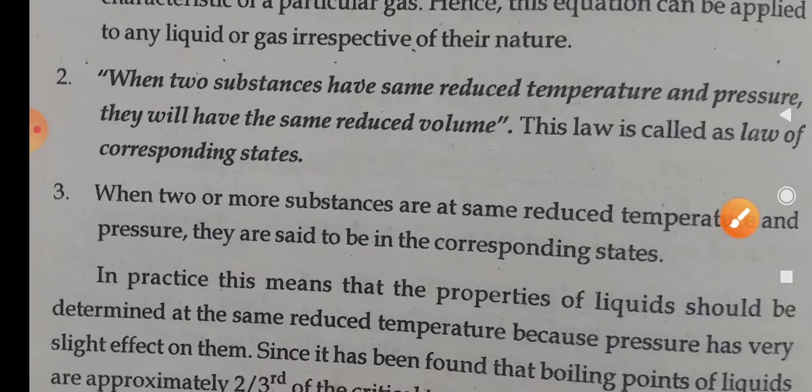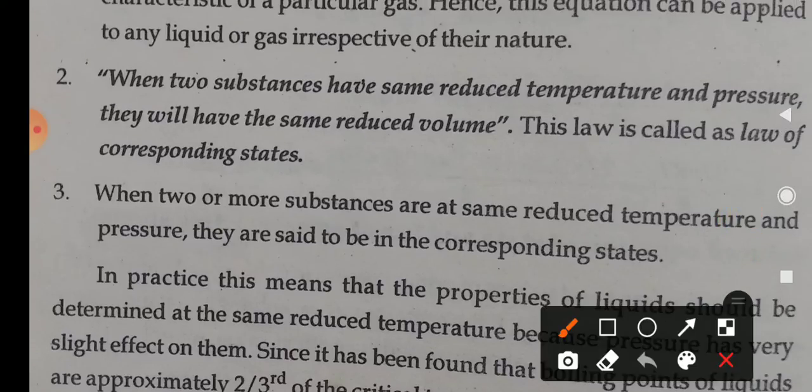The main statement of the law of corresponding states is: when two substances have the same reduced temperature and pressure, they will have the same reduced volume. This is the conclusion you can draw from the corresponding states. So here your unit is completed.